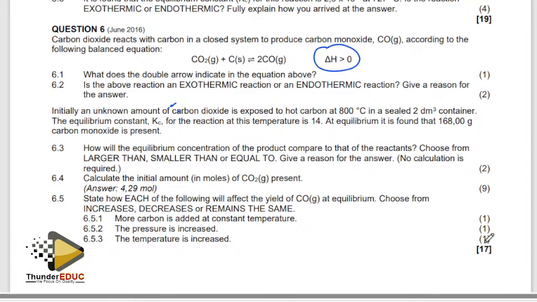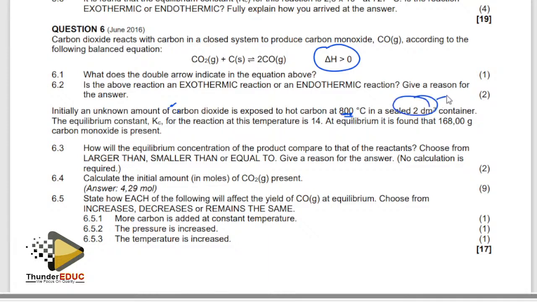All right, I think you have got it. Thank you for that time. Let's go through it. They're saying initially an unknown amount of carbon dioxide is exposed to hot carbon. They're saying hot carbon, anyway, at this temperature. That's not a big deal.